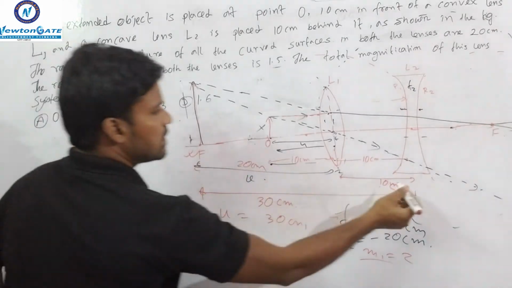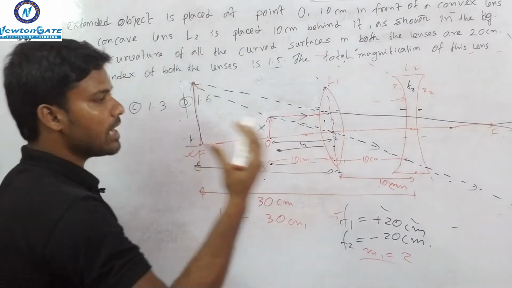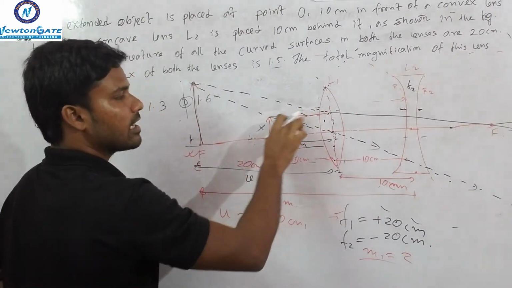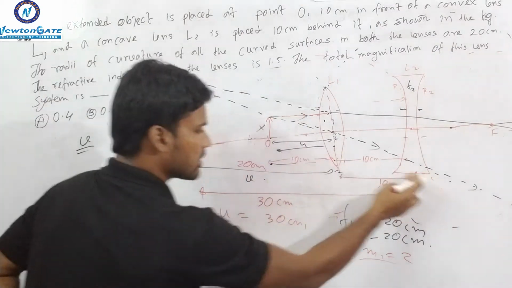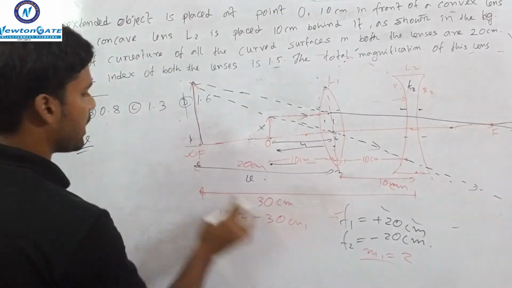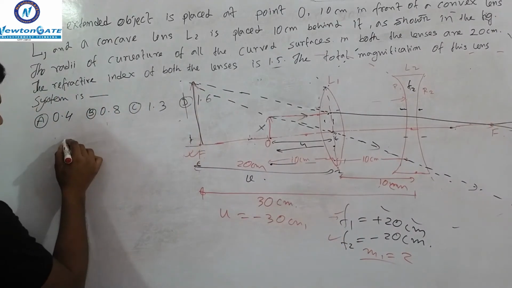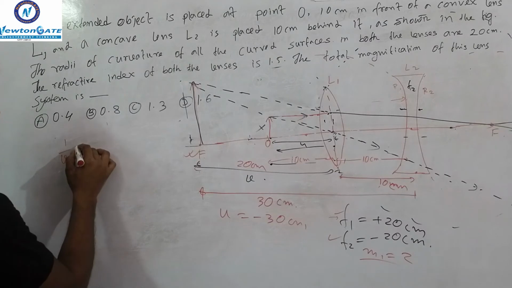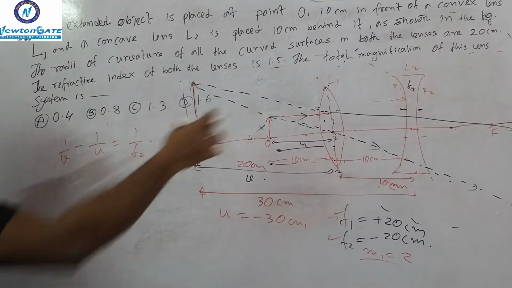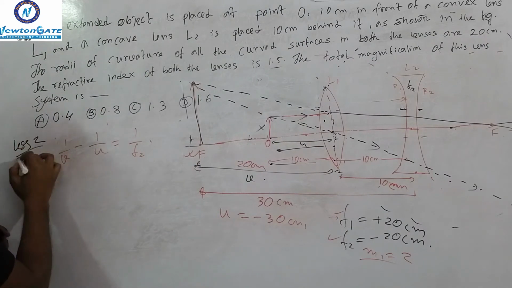That means this distance we are taking from this point to this, because all our distances we are taking from the lens. So this point to this point is the initial direction of light, and this direction is opposite to the direction of light. That means this is negative. So U should be minus 30, and F2 is also given. So just use the lens formula, 1 by V minus 1 by U equals 1 by F2. This is F2 for lens 2, L2.